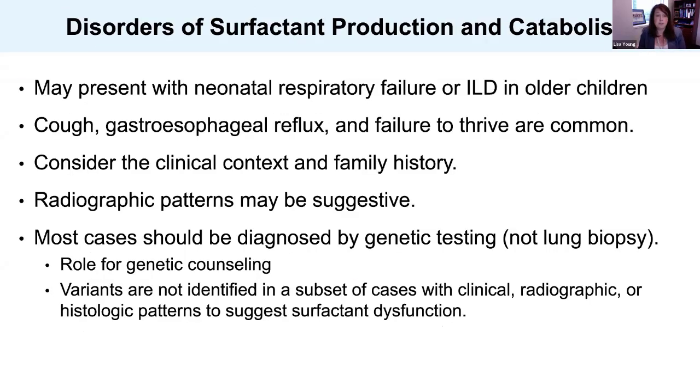So I'll talk first about disorders of surfactant production and catabolism. They can present with neonatal respiratory failure or with ILD in older children. Cough, reflux, and failure to thrive are quite common with this. The clinical context as well as the family history can be very helpful, as we'll talk about, as well as the radiographic patterns. And most of these cases now should be diagnosed by genetic testing, not by lung biopsy.